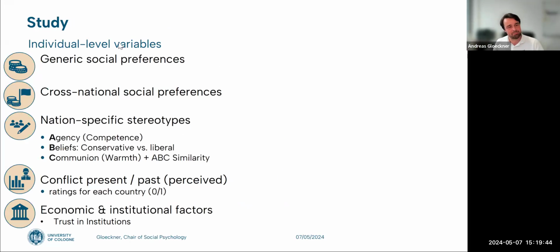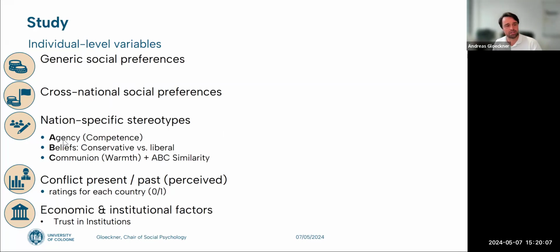We measured as dependent variables the generic social preferences. So basically the social preference on the slider for just some person without telling the nation. Then the cross-national social preferences, that's what I just told you, the preferences toward people from Japan, for instance. Then we measured as predictors nation-specific stereotypes.